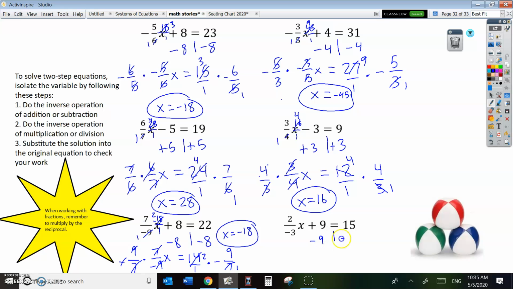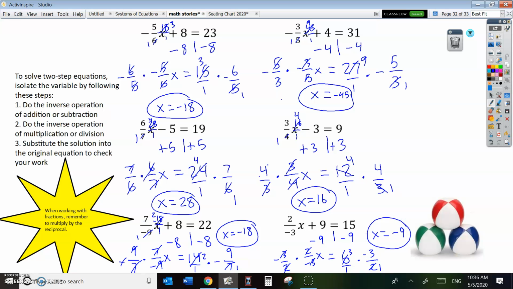Subtract 9 from both sides. 2 over negative 3x equals 15 minus 9 is 6. Multiply by the reciprocal on both sides. Keep it negative also. So multiplying by negative 3 over 2. All this cancels and the negative cancels. X equals, so cancel the 6 and the 2. That becomes a 1. That becomes a 3. 3 times negative 3 is negative 9.